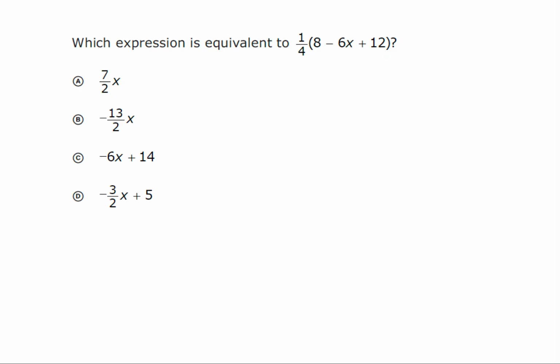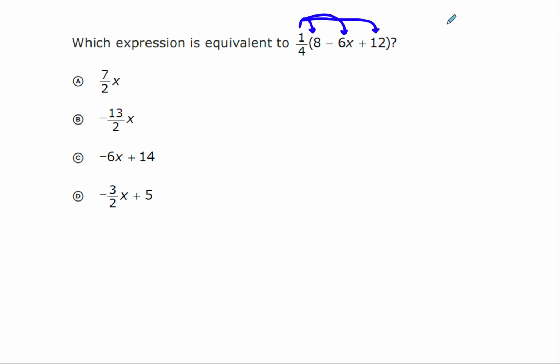Which expression is equivalent to 1/4 times the quantity 8 minus 6x plus 12? All right, so times 1/4 is like divided by 4. I'm going to distribute that 1/4 times the 8, 1/4 times the 6, and 1/4 times the 12. And then I'm going to see which one of these expressions it's going to be equivalent to.